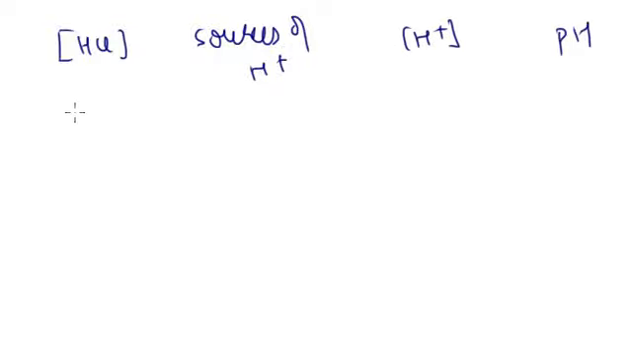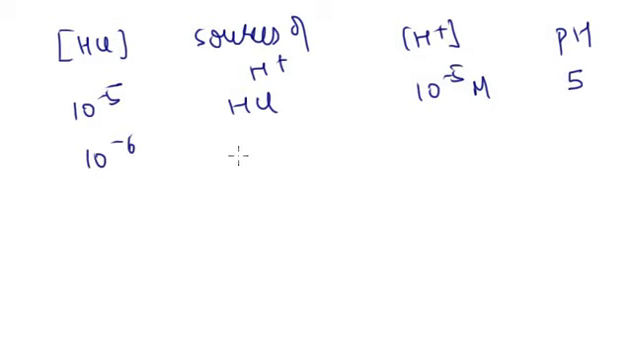So let's say you have taken 10 to the power minus 5 molar HCl. Undoubtedly the source of H plus is HCl. The concentration of H plus is 10 to the power minus 5 molar, and the pH will be exactly 5. But when we are using 10 to the power minus 6 molar HCl, the source of H plus will be HCl only. The water is competitive when the concentration is approximately 10 to the power minus 7.